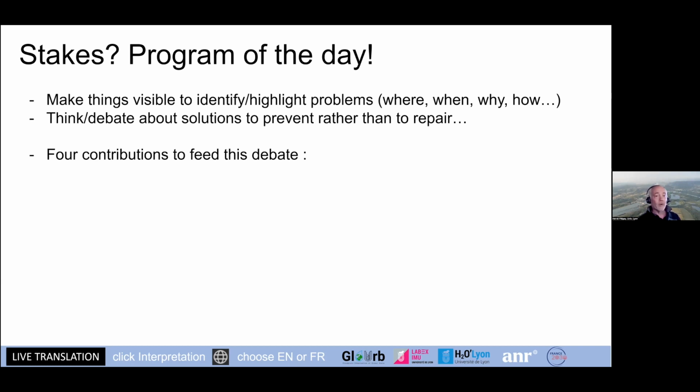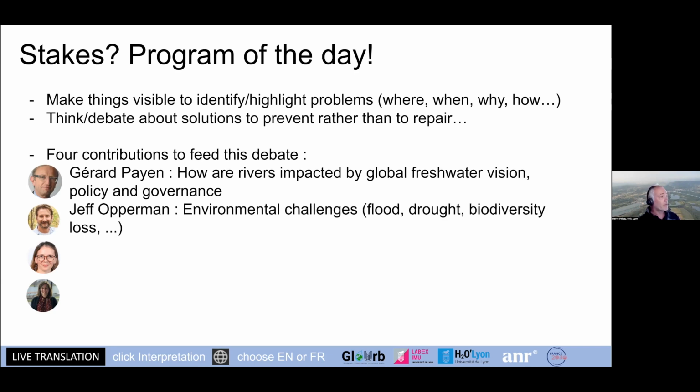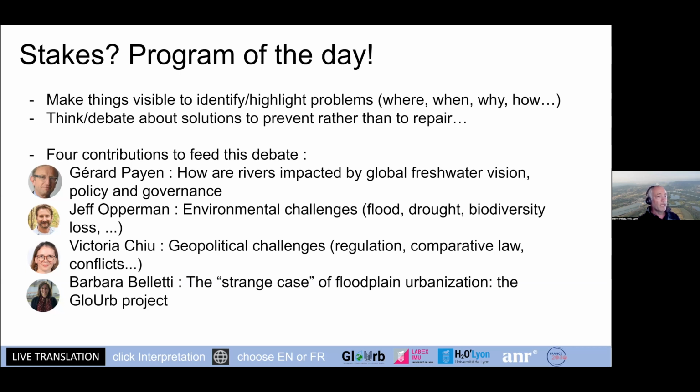Now, we'll have four contributions to fuel this debate. So Gérard Payen, first, who will talk about the governance issues, how to change things. Governance is essential. Jeff Opperman will discuss the environmental challenges. Victoria Chiu, who is a legal expert, will discuss the geopolitical challenges through cooperative law and the conflicts. And Barbara Belletti will discuss the specific case of a floodplain urban plan or urban development. So this is the menu of the day.